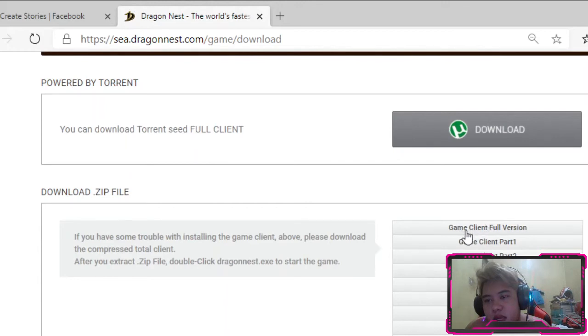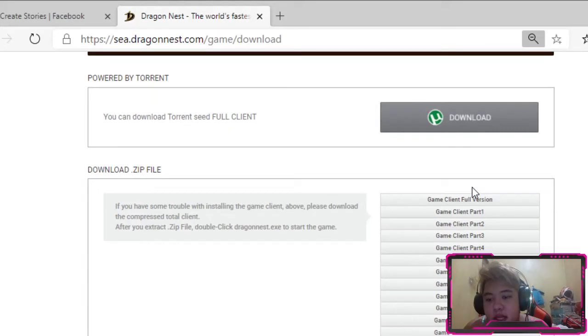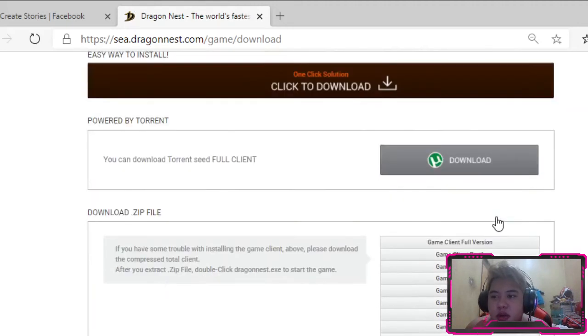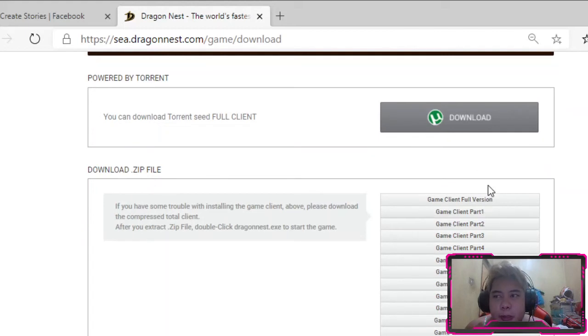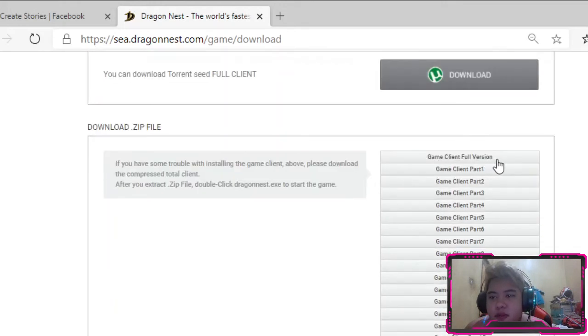It says here game client full version. I'm actually going to leave the link in the description below, and yes, that's what I did. What this does is that usually if you download these two, there would be the Wizard Shield installer, where you have to install the DN launcher and patch it. For the game client full version, it doesn't really need the Wizard Shield.